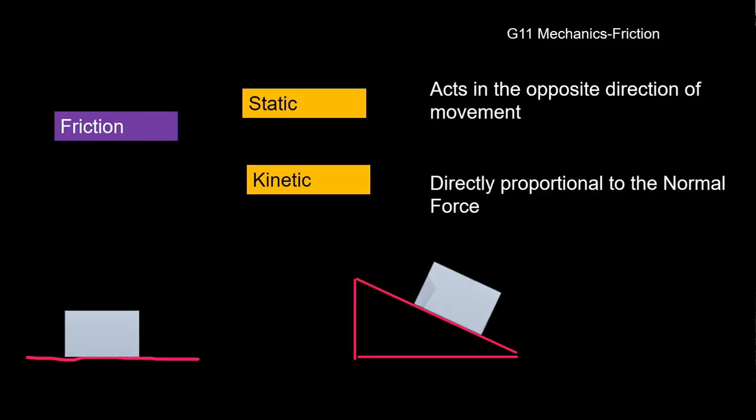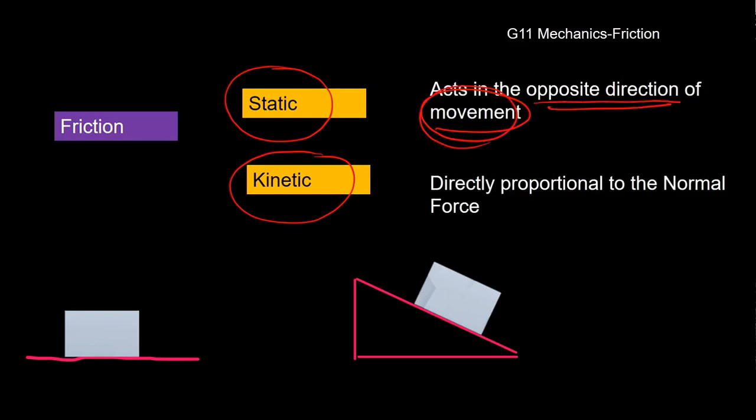So let's have a look now at what actually influences the frictional force. On my screen, you can see that we are dealing with both types of friction, the static friction as well as the kinetic friction. Now, in both cases, friction opposes motion. It is very, very important that you learn this, because it acts in the opposite direction of movement. Okay, so it is opposite to motion.